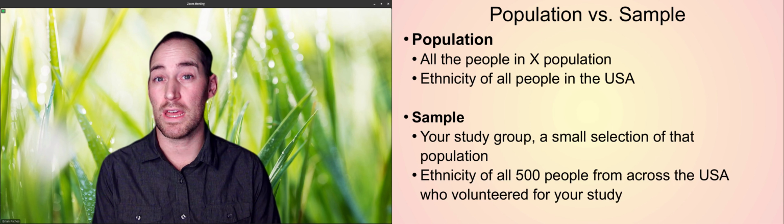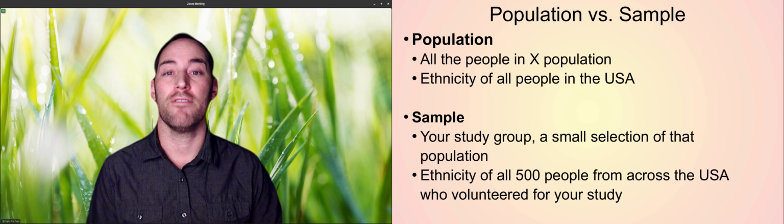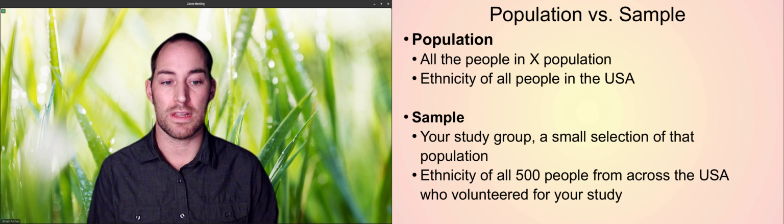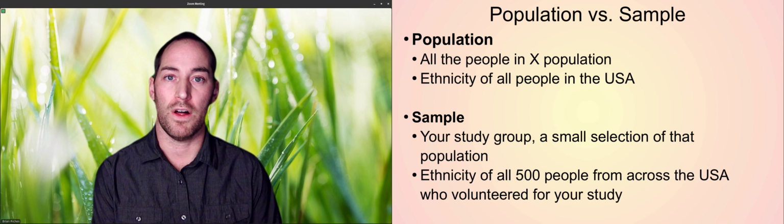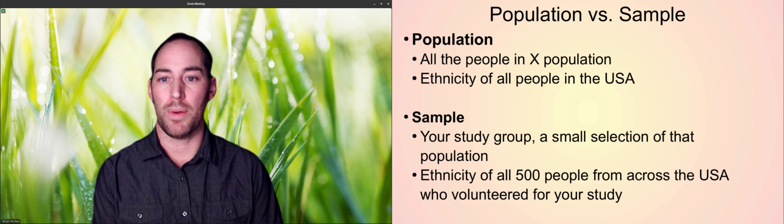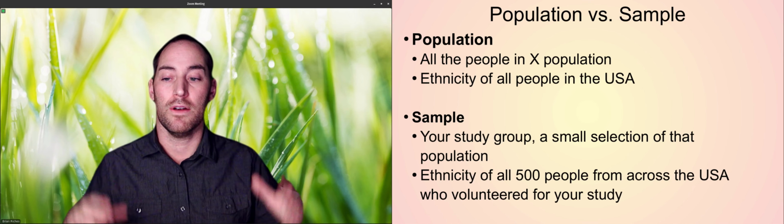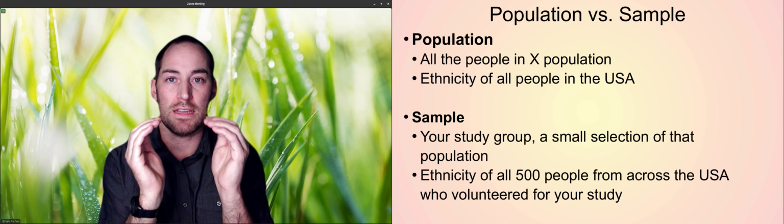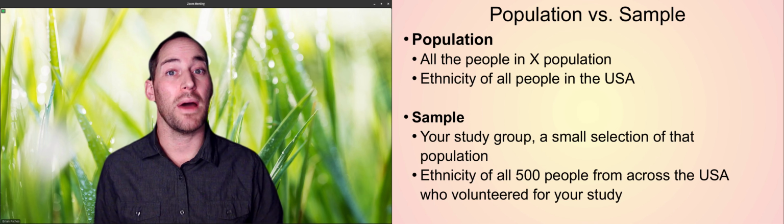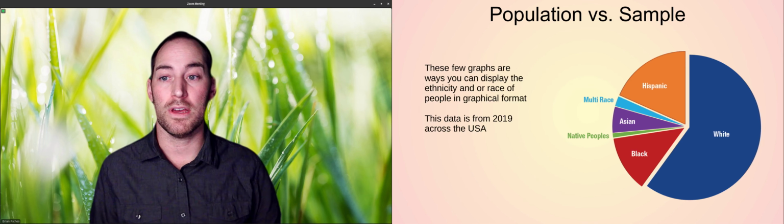So you could also take a look at the ethnicity of 500 people that you've randomly selected across the USA who have volunteered for your study. So the population of the USA and all their ethnicities, that's everybody in the whole country, versus the sample, the ethnicity of those 500 people. And that might give you some ideas about the population.